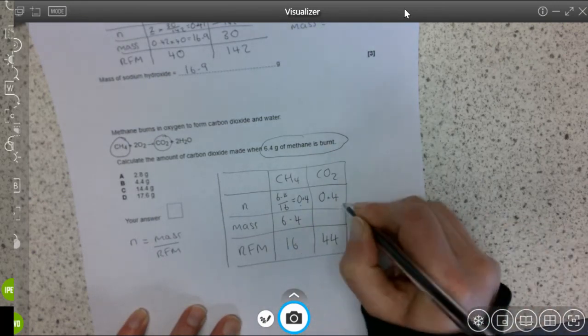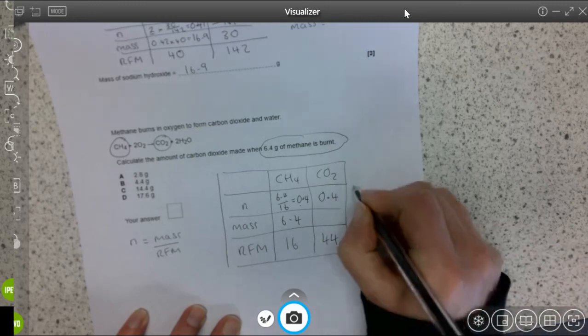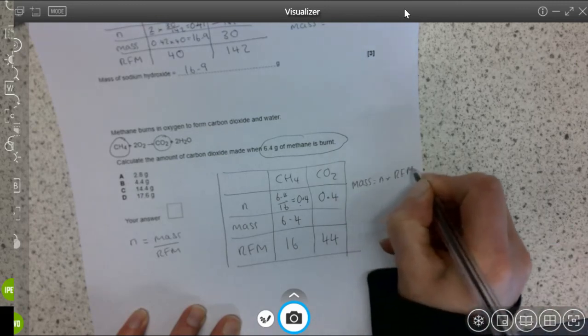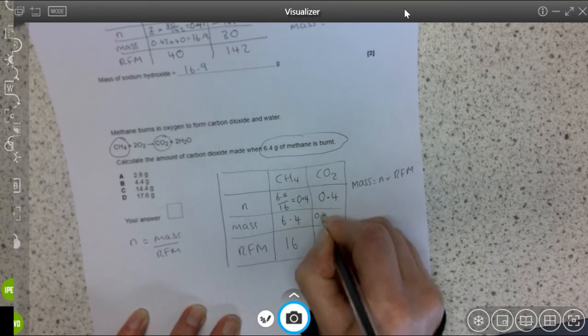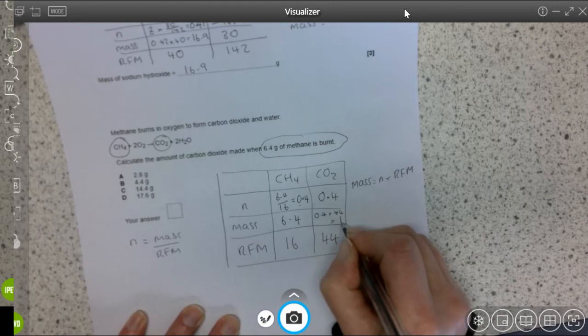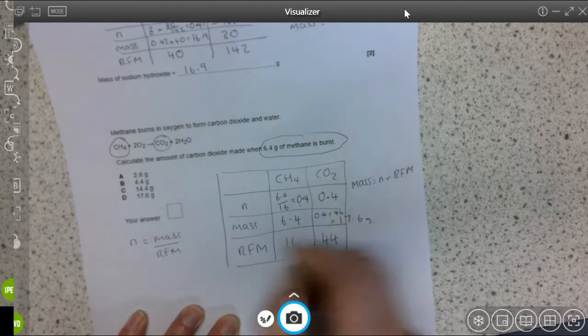And now I've got my number of moles and my relative formula mass, so I can work out my mass as the number of moles times the relative formula mass. So that's going to be 0.4 times 44. And if I stick that into my calculator, I get 17.6 grams, which again is answer D.